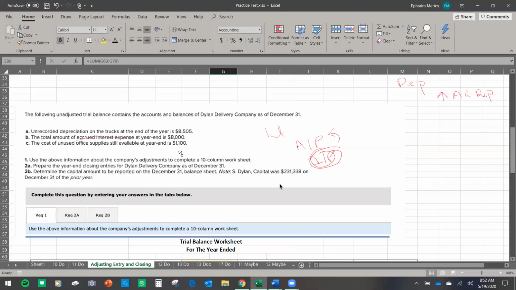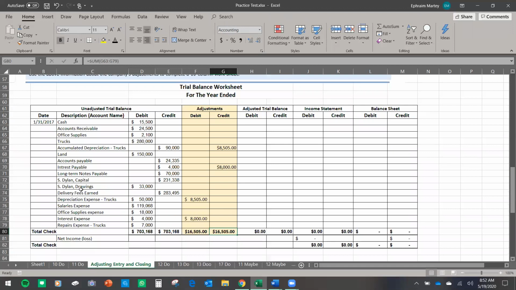If you go to the market and buy 10 apples and you put them in the fridge, the following day you realize that you only have 2 apples. So how many apples are missing? That is what we are trying to find. So we're going to find our beginning and then subtract our ending. The beginning, the unadjusted office supplies, were 2,100. But now we only have 1,100 left. So we're going to subtract that.